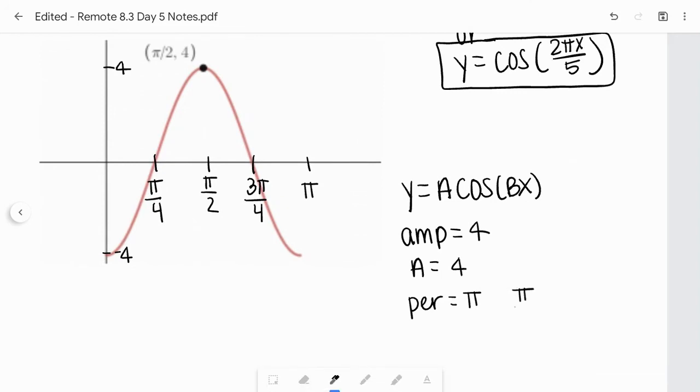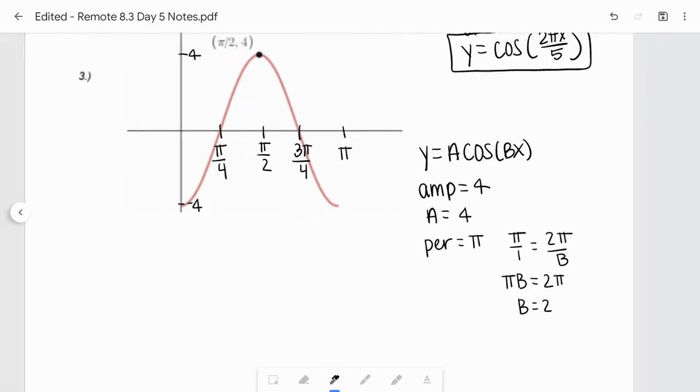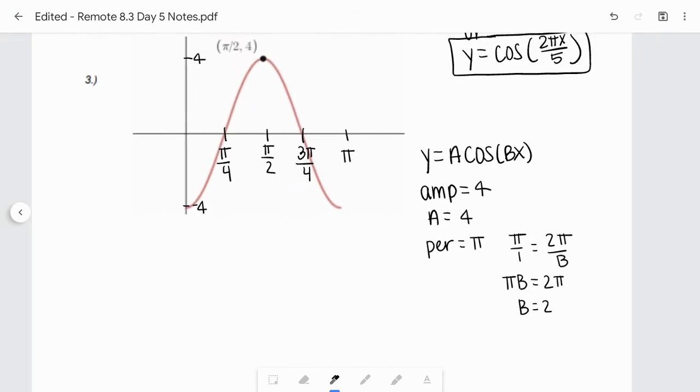So pi over 1 is equal to 2 pi over b. Let's go ahead and cross multiply. So pi times b is equal to 2 pi. If we divide by pi from both sides, we've got b equals 2. Okay, now the last thing to notice before we write our equation, we have a is equal to 4, b is equal to 2. Is a equal to 4 or is a equal to negative 4, since there is a reflection here? So since there's a reflection, I'm starting at the minimum. My equation would be y is equal to negative 4 cosine of 2x.